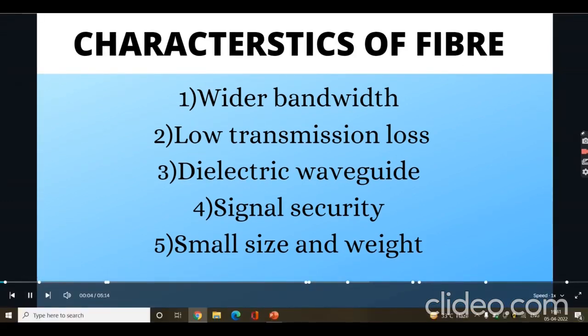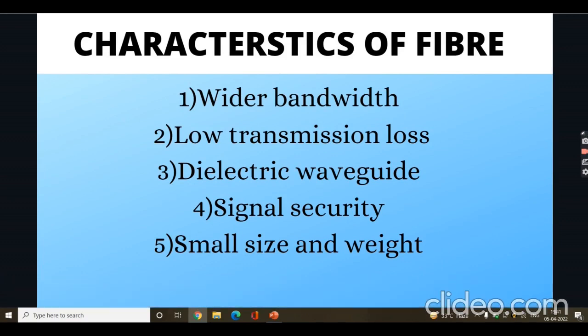Fifth is small size and weight. Fiber optics are lightweight and have a smaller diameter. Typically, a fiber cable weighs approximately 4 lbs per 1000 feet, while copper wiring typically weighs 39 lbs per 1000 feet.